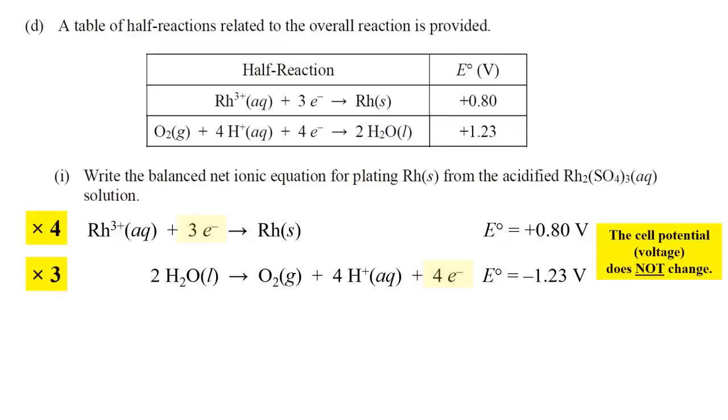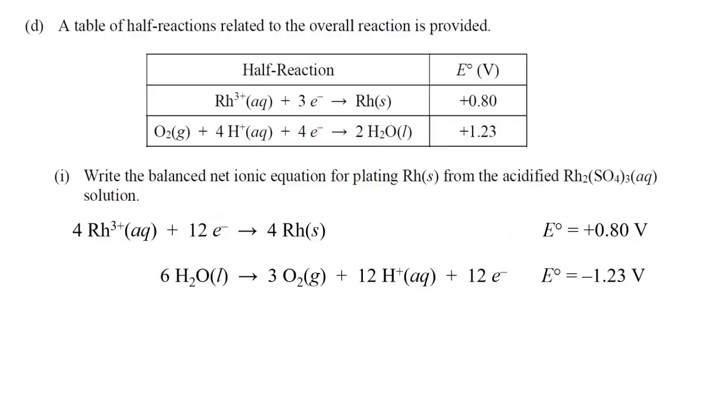So my coefficients in the rhodium half reaction will be 4, 12, and 4 from left to right. And my coefficients in the oxygen half reaction will be 6, 3, 12, and 12 from left to right. So here are the modified half reactions. Again, you can see I did not change the cell potential.